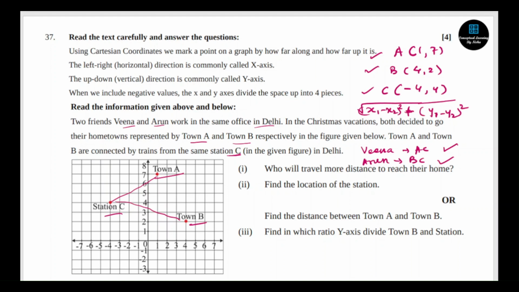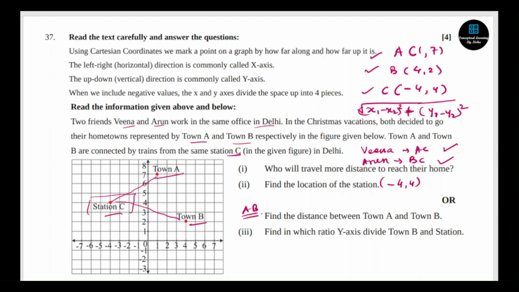Now find the location of the station. We already know that the location of the station is this station C. This is minus 4 and 4. This is done. And you have to find AB. If you want to find AB, then you can again use the distance formula.